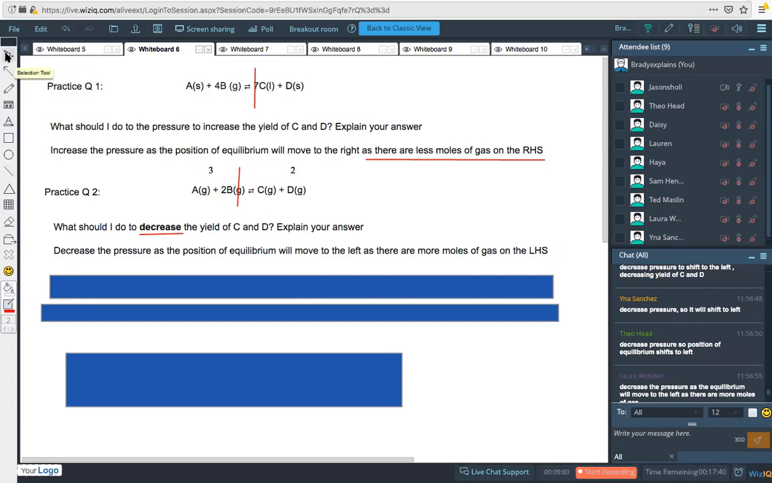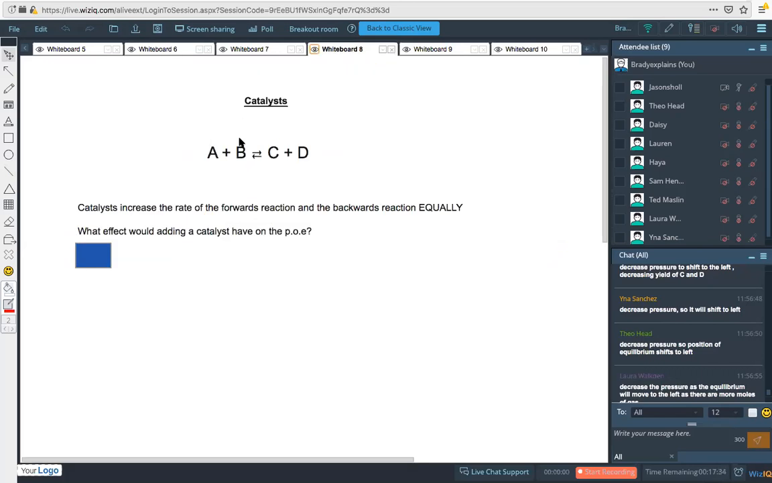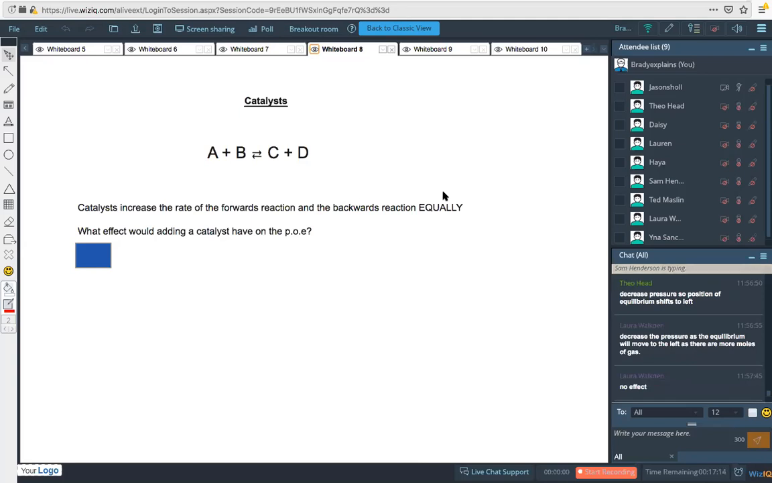Doing really well, guys. This is proper good. We'll just do one more thing then, and we'll call it a day, which is catalysts. So let's say we've got A plus B goes to C and D. So catalysts increase the rate of the forward reaction and the backwards reaction equally. That's just how catalysts work. So if I added a catalyst, what effect would it have on the position of equilibrium? Would it, in this reaction, shift to the left or the right?